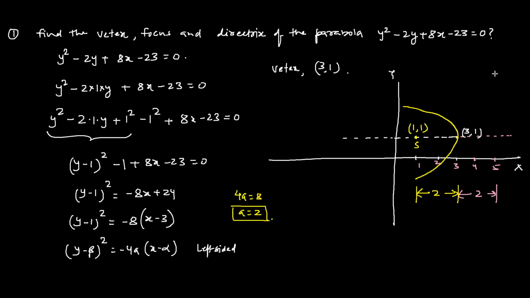So this line, which is perpendicular to the principal axis, and its distance from the vertex is 2, is the directrix. So the equation for the directrix is x equal to 5, because the distance between the vertex and directrix is 2. So the vertex is at (3, 1), the focus is at (1, 1), and the equation of the directrix is x equal to 5. We can also write the coordinate of this point on the directrix as (5, 1).